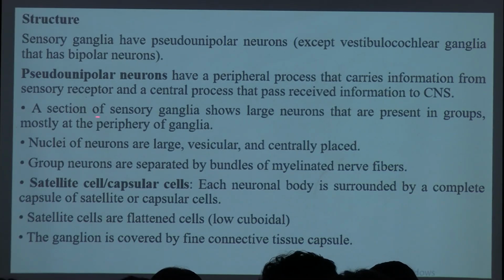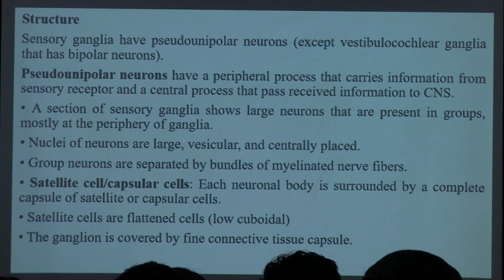Next, if you take a section through a sensory ganglion, you will see large neurons present in groups. Next, if you see the nuclei, they are large, vesicular and centrally placed. Groups of neurons are separated by bundles of myelinated nerve fibers. These are some important identifying features of the sensory ganglia.